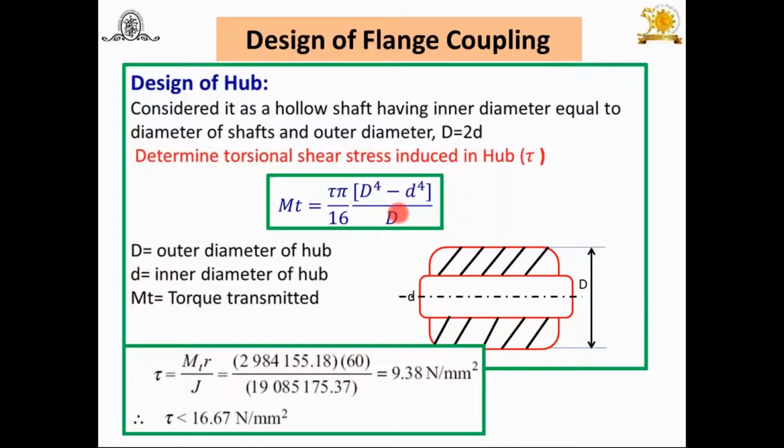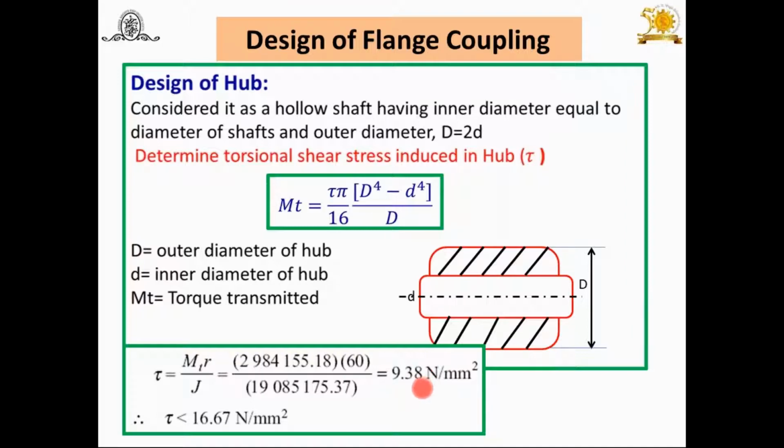Now here, what you have to do, you can use this expression for a hollow shaft or a hub. Hub is a hollow cylindrical part, that's why you can directly use this expression. Substitute capital D equal to 120, small d equal to 60, then Mt means design torque, and find out this tau. So you will get tau equal to 9.38 Newton per mm square.